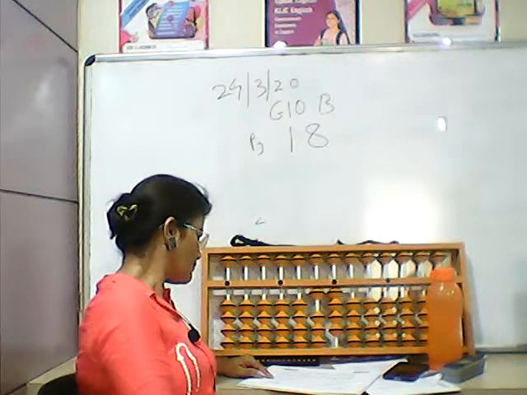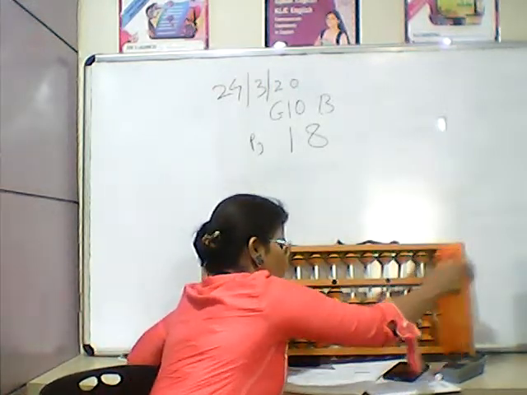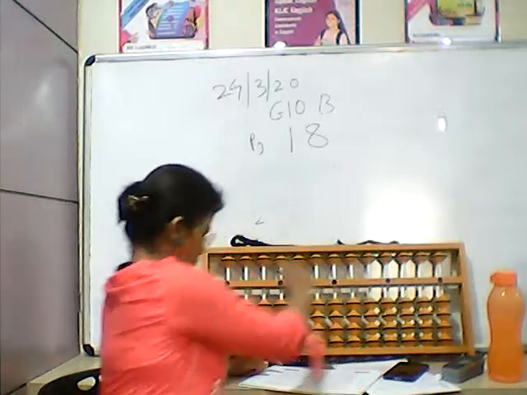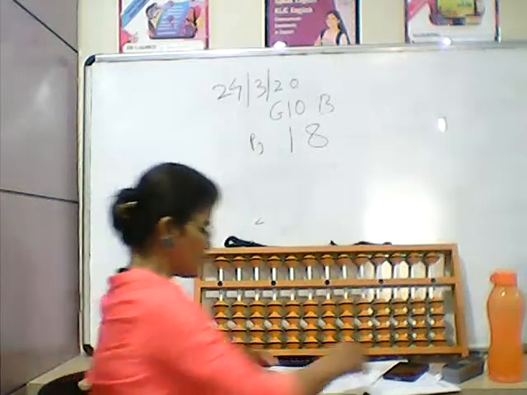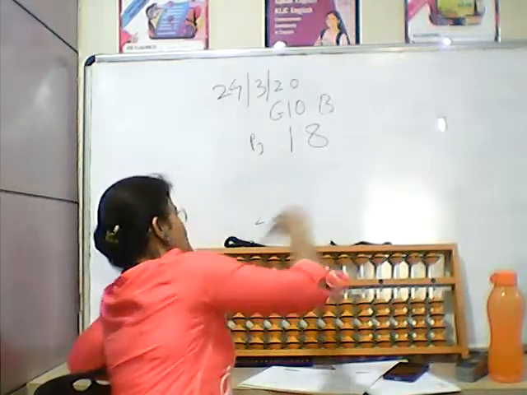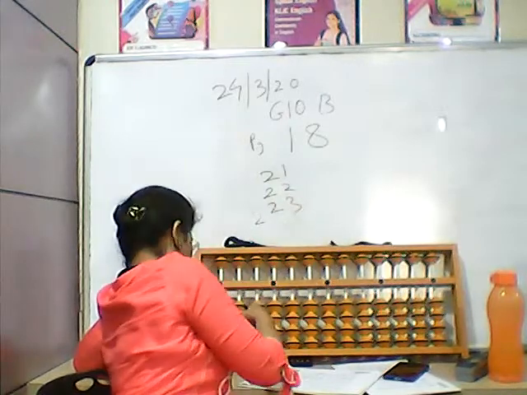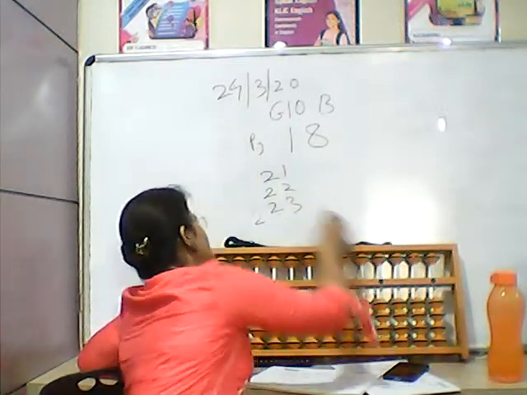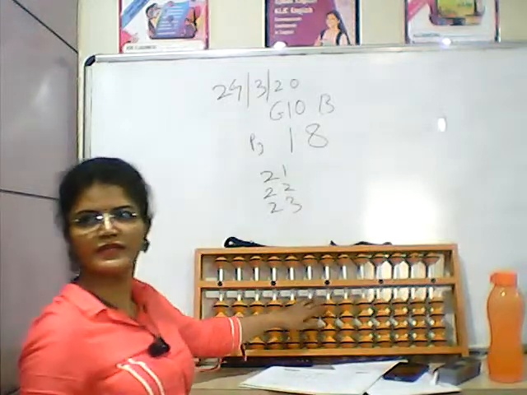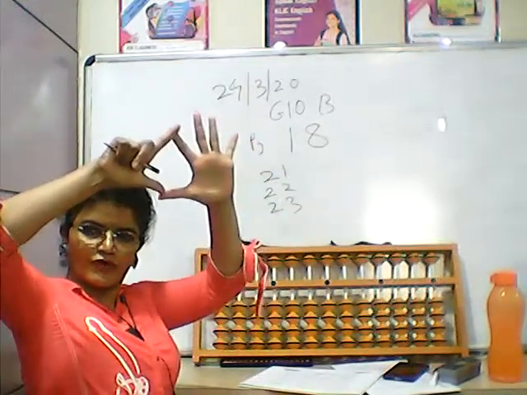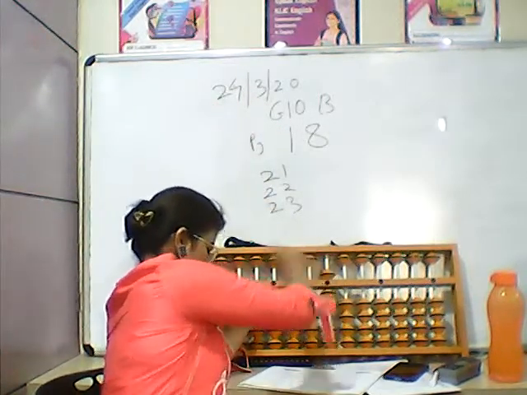We will do sum number 21 to 25. Hold your abacus, sharp zoom. Sum number 21, same page number 18. Sum number 21, 22, 23. Seven, 5 and 2, close action.